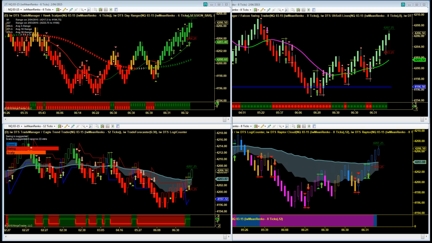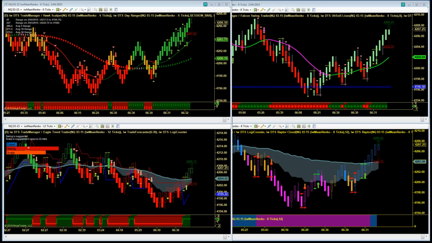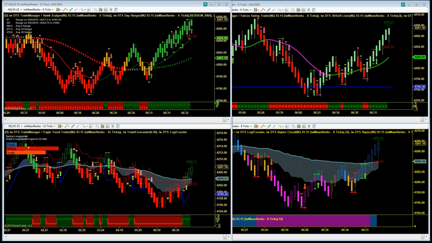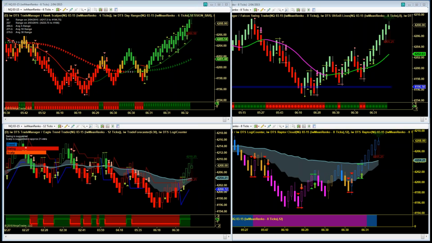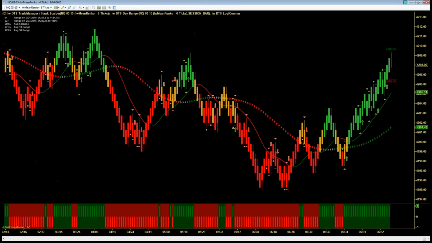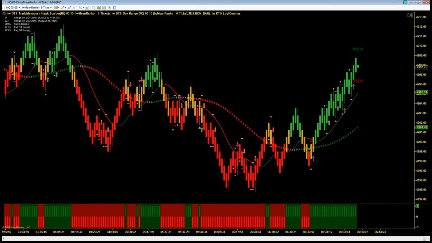The bottom left is the Eagle Trend Trader. This tool has been designed to pick up trend signals. And then on the bottom right is the latest addition to the DTS assortment, and this is the Raptor. The Raptor is actually a combination of all three systems into one. So for those of you who are used to trading off of a single chart or prefer the simplicity of trading off of a single chart, the Raptor is a very good system for you.